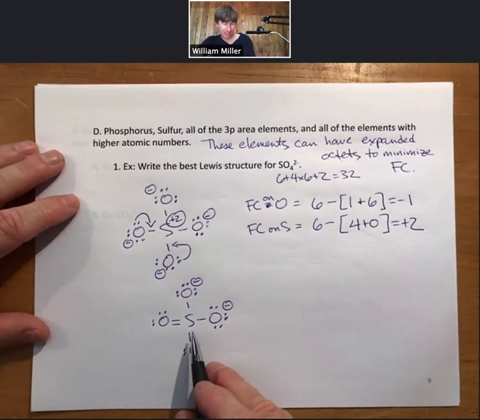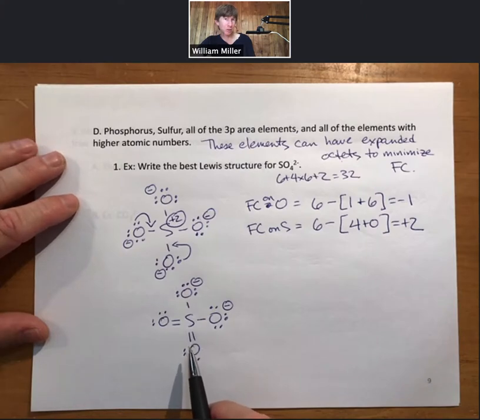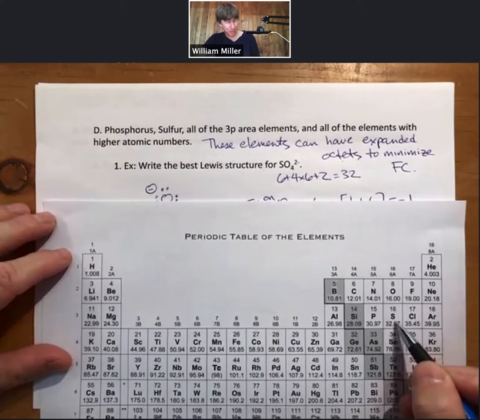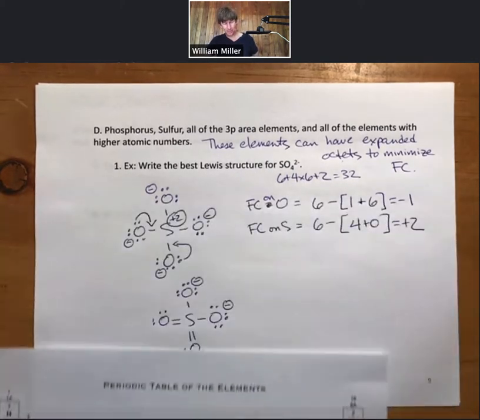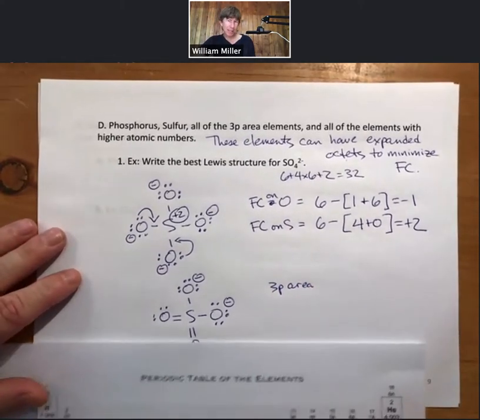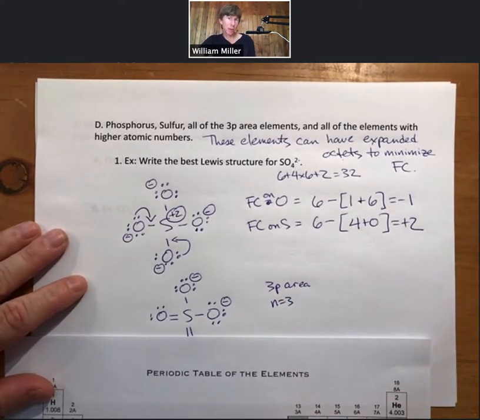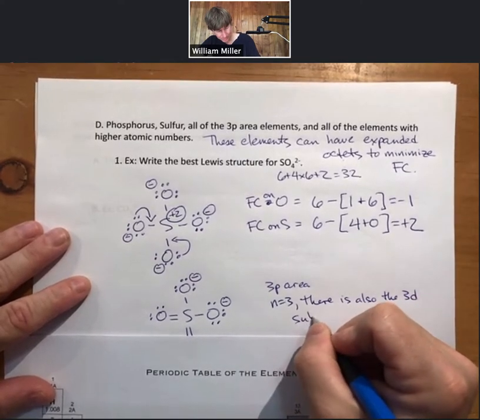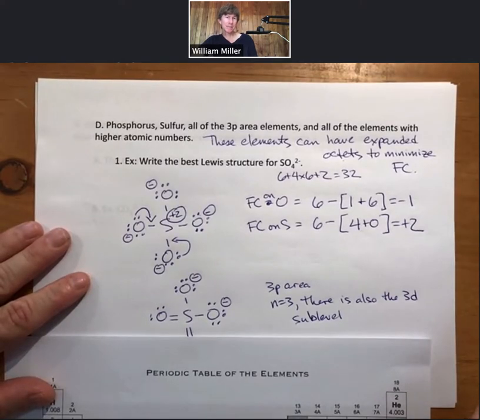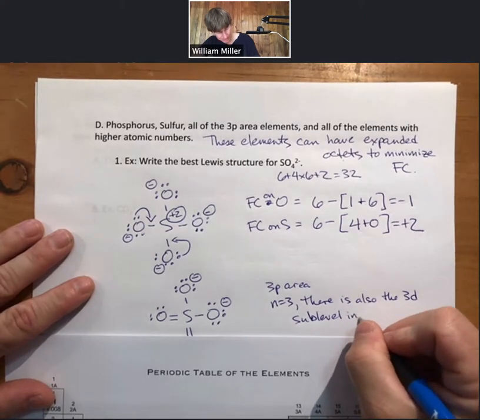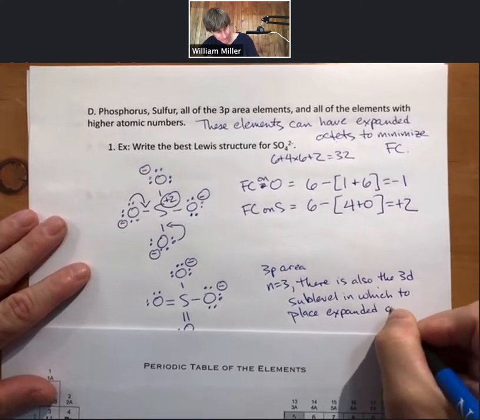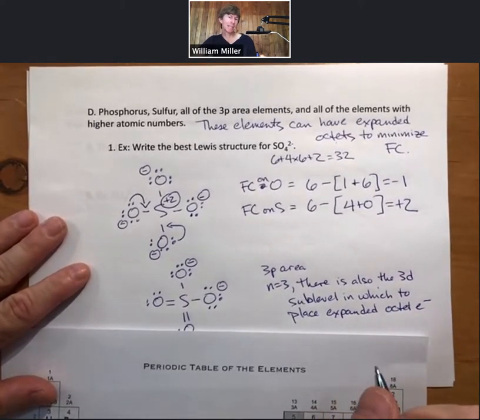The next question about expanded octets is, if you look at this sulfur, there are now 2, 4, 6, 8, 10, 12 electrons. And where does it put those extra electrons? We don't want to say too much about this, other than to say, here's sulfur on the periodic table. Sulfur is in the 3p area. In n equals 3, there is also the 3d sublevel in which to place expanded octet electrons. It's not quite as simple as that, but that's how simple we're going to keep it.